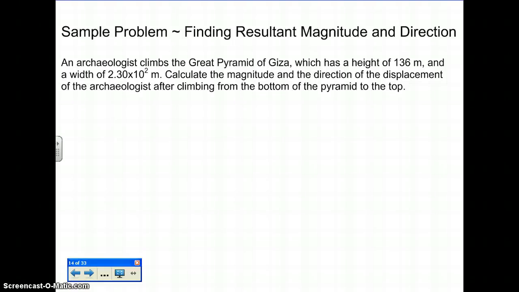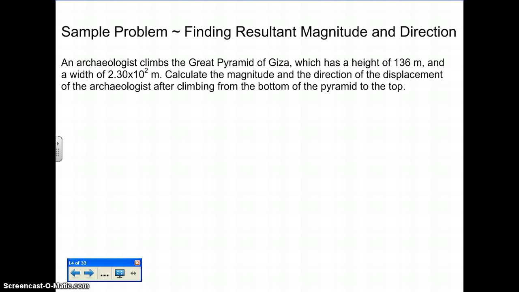So we have looked at hourglass triangles, bow tie triangles, and we've looked at resolving vectors, so now let's try some problems. These next three problems that you're going to be looking at deal with your finding resultant worksheet that you will be completing.